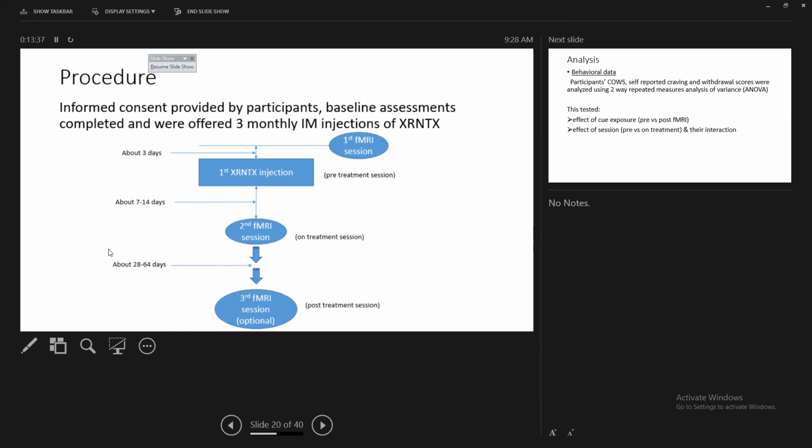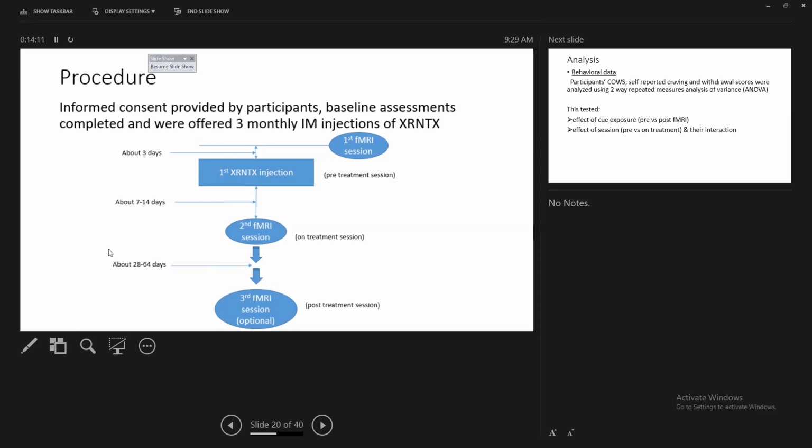Now, you are getting that there are two types of scores being taken, pre and post fMRI. Now, there is another pre and post in this: pre-treatment, on-treatment, post-treatment. So according to fMRI, there are pre and post scores. And according to the session of injection, there is pre-treatment, on-treatment, and post-treatment. They had first offered, if you remember, a monthly injection of XNRTX. But we see here that only one XNRTX injection was given.